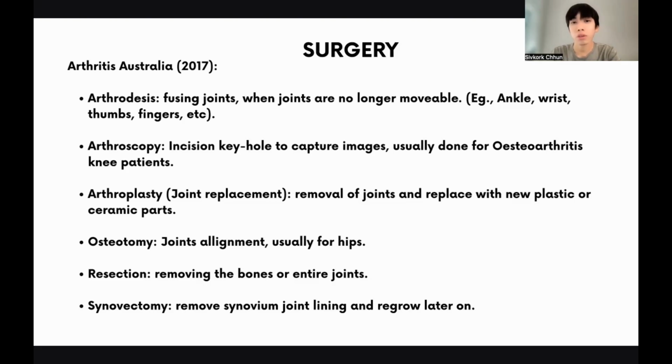Osteotomy is a joint alignment procedure, usually for the hips area. Resection is removing the bones and the entire joints. And synovectomy is removing the synovium, the joint lining, and then the joint lining regrows later on, usually several years after the surgical procedure. However, symptoms may come back.